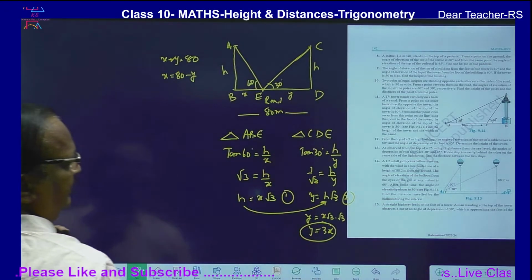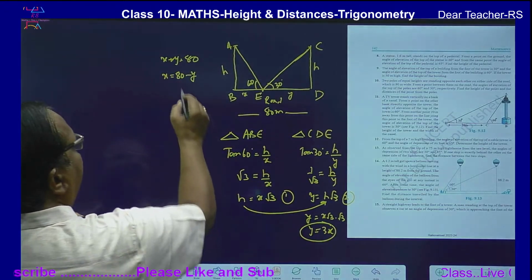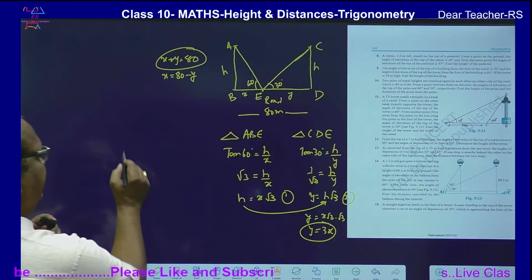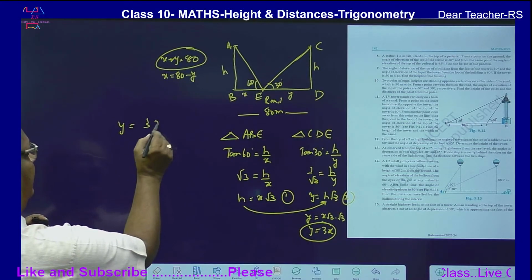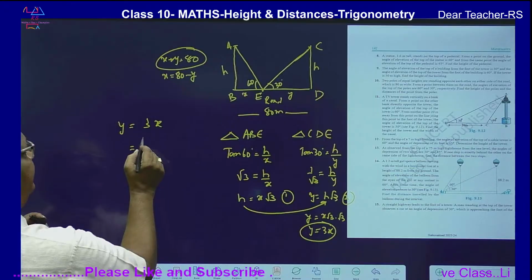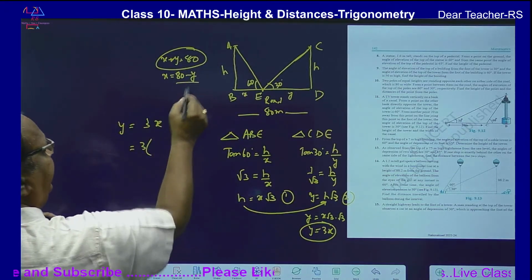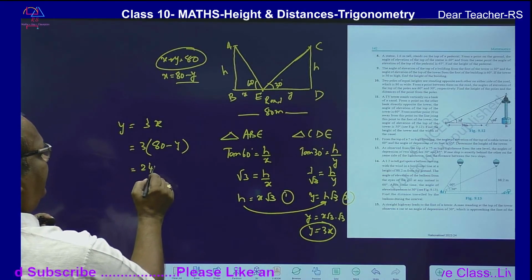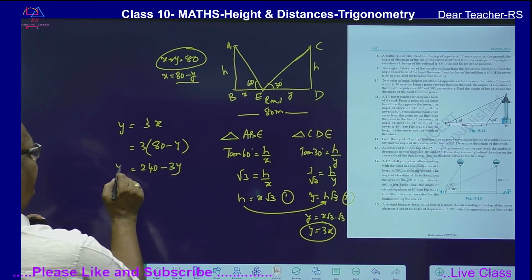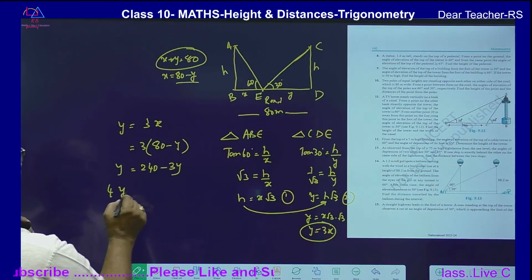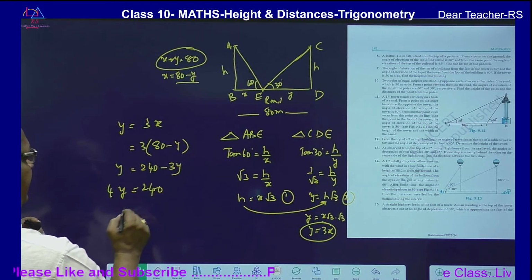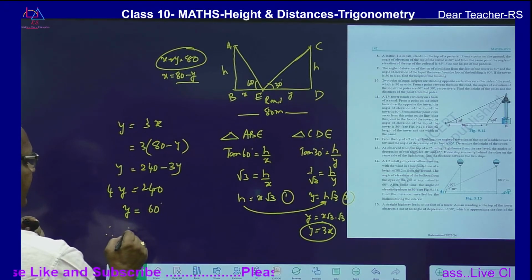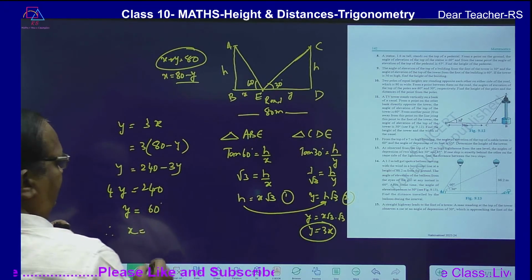Okay. So now X plus Y is equal to 80. One more equation. So now Y is equal to 3X. In the place of X, I will write 80 minus Y. So then 240 minus 3Y is equal to Y. So 4Y is equal to 240. Y is equal to 60. Therefore, X is equal to 20.